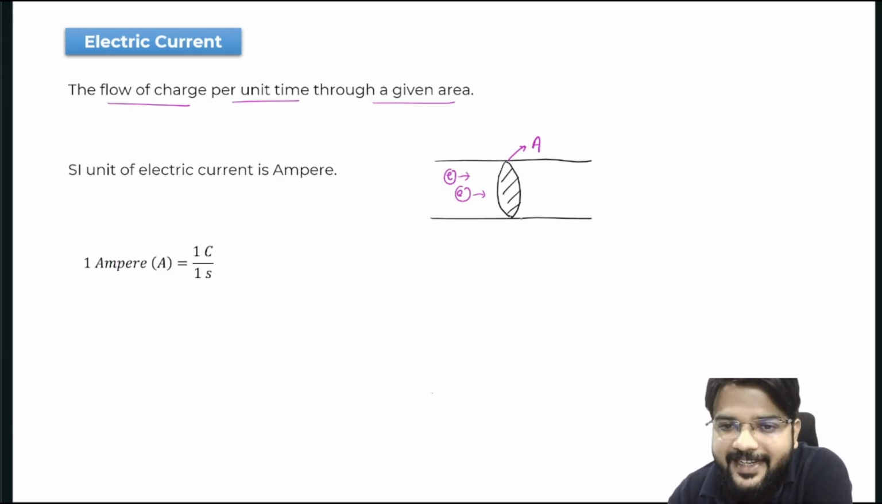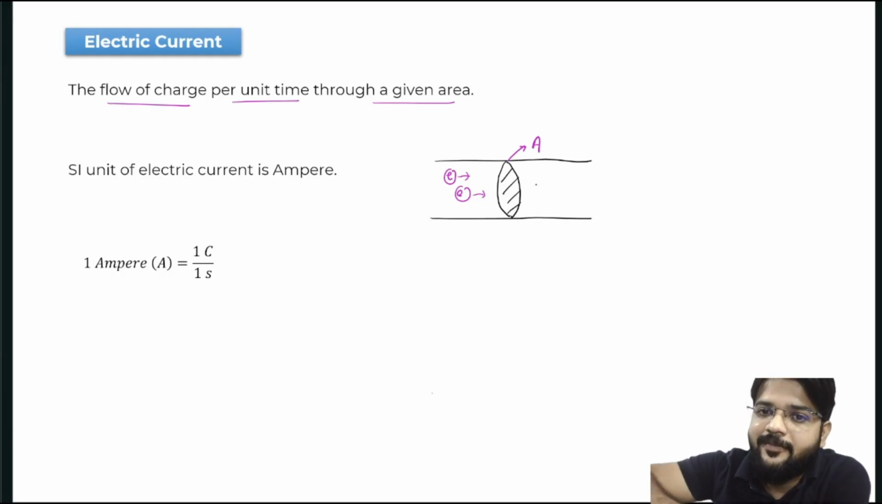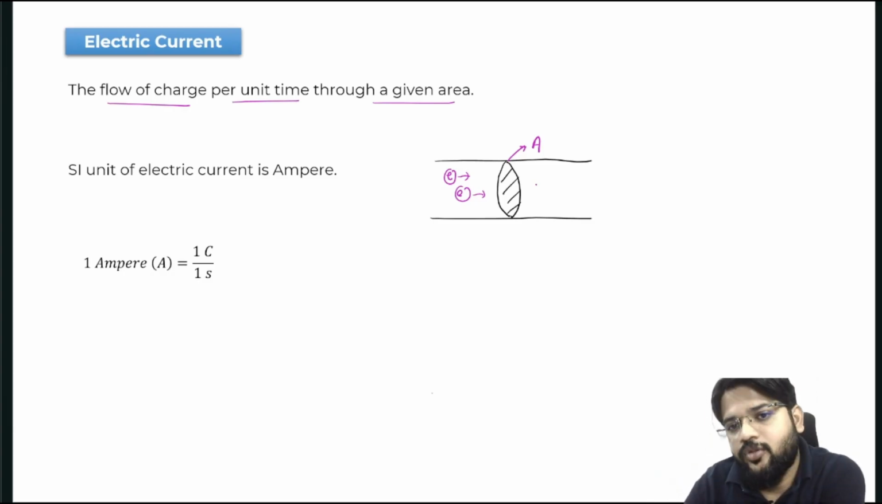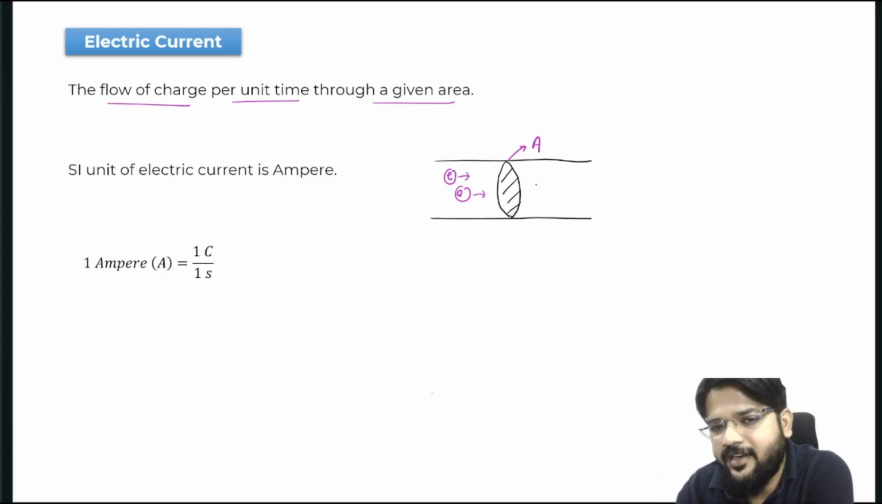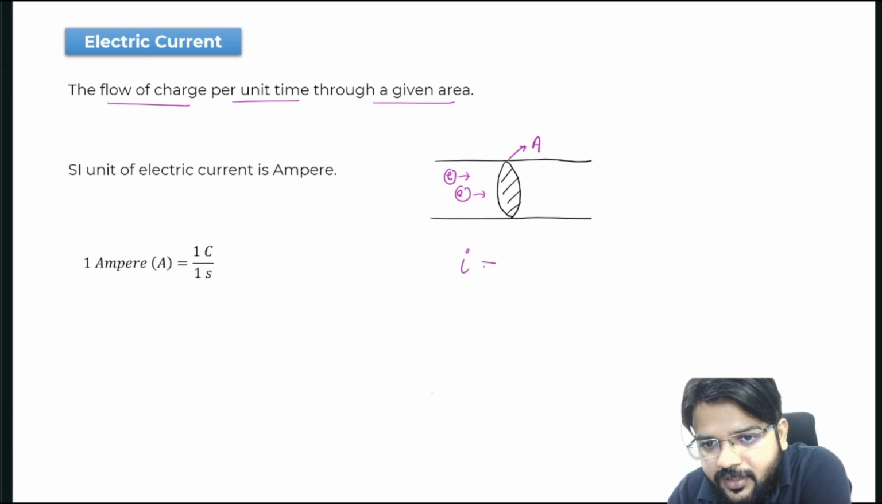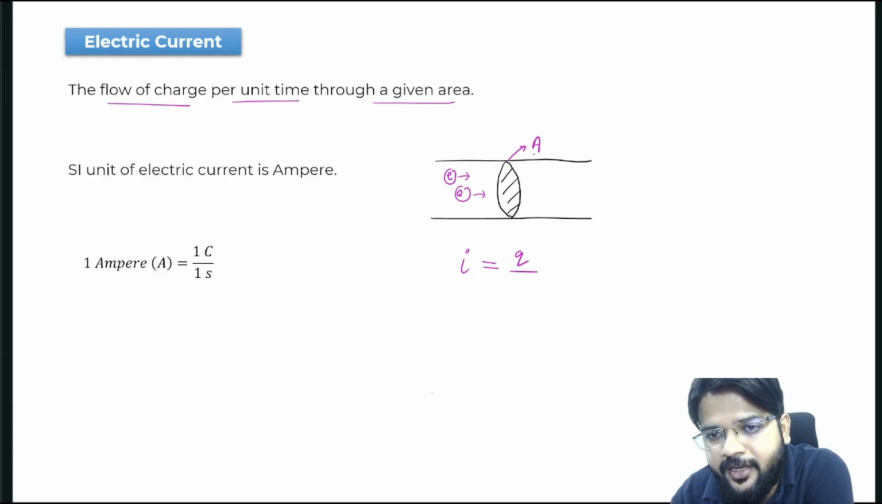Let's suppose in time t, a total charge q is passing through this area A. So what is the electric current? The electric current can be written as q by t. The total charge passing through this cross section area in time t is q, and the time required is t. So q by t is the current.